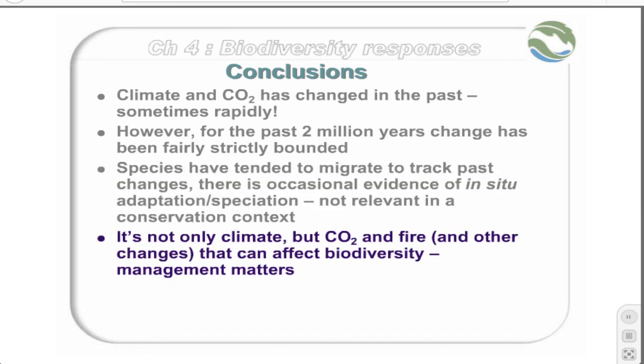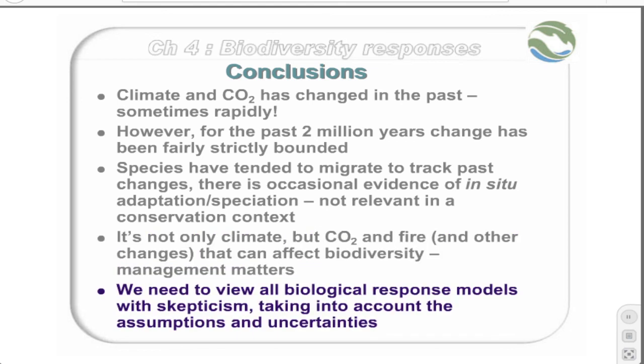Furthermore, it's not only climate, but both CO2 and fire and other potential changes that can affect biodiversity. This means that how we manage vegetation also matters. We are not only slaves to the effects of climate. Most importantly, we probably need to view all biological response models with some level of skepticism, taking into account the major assumptions and uncertainties incorporated within them. But certainly, they are very important tools to project the effects of climate change into the future.